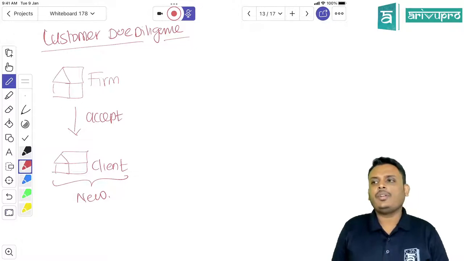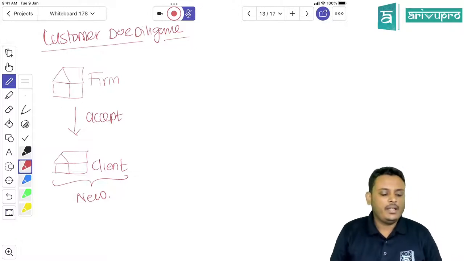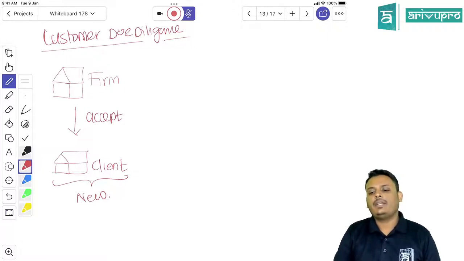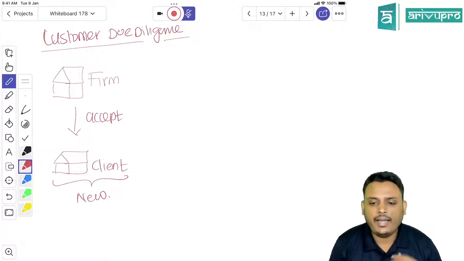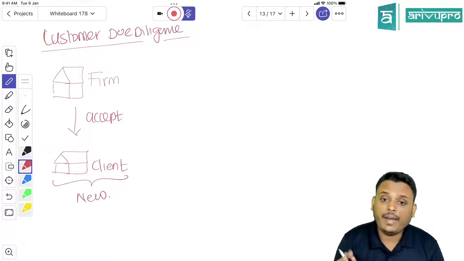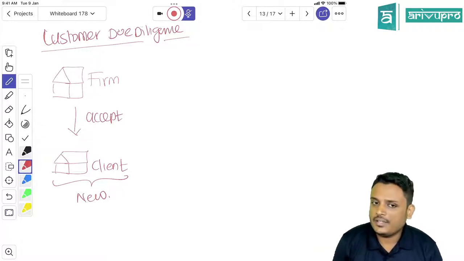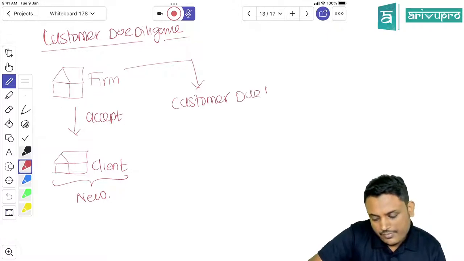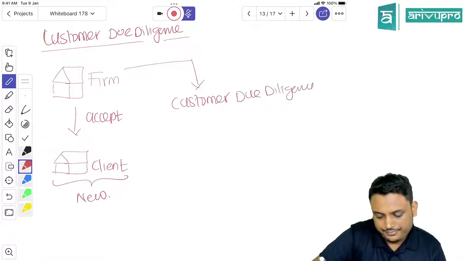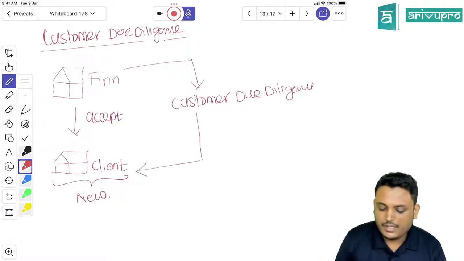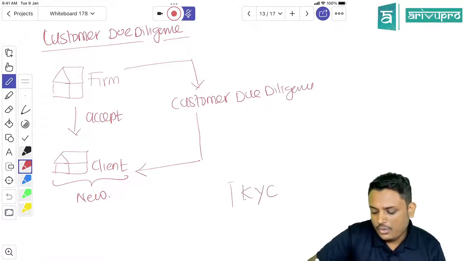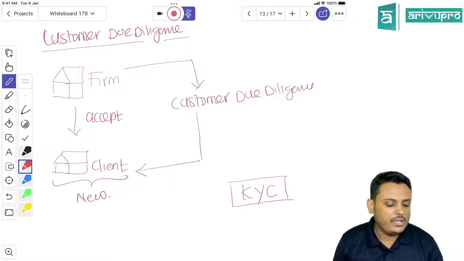So accepting a new customer as a credit customer is risky. Cash customer, no issues. You can take a customer as a cash customer, even for normal companies, no problem. But an audit firm accepting a client is a risky decision. So the firm needs to do customer due diligence, so that it enhances KYC, know your customer. So that is also there.